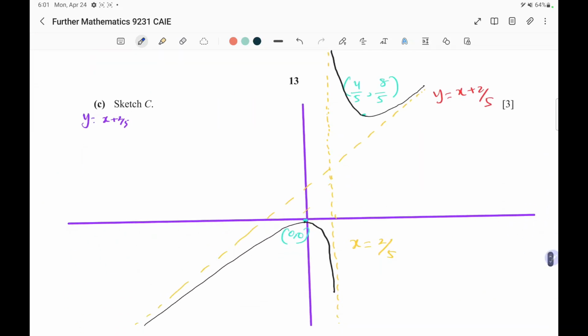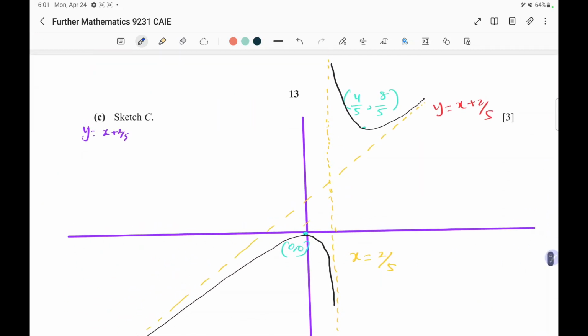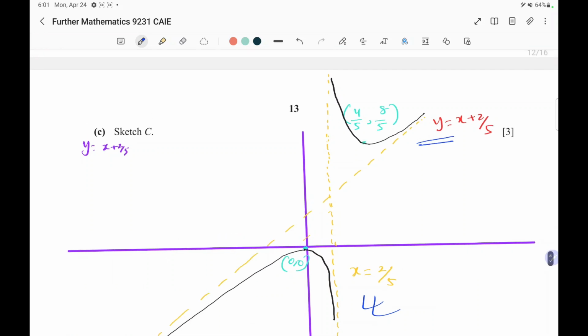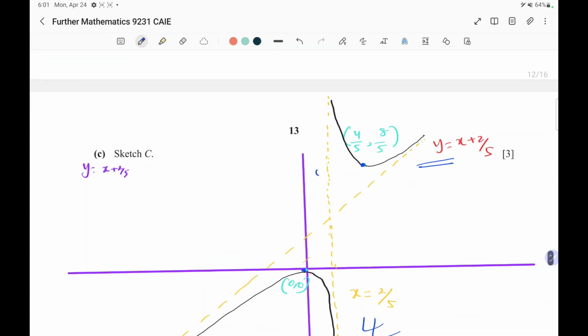Now sketch. So first of all, we will sketch asymptotes. So this is x equals 2/5, and another asymptote is y equals x plus 2/5. And we have 2 points: a stationary point which is (4/5, 8/5), and another stationary point is (0, 0).